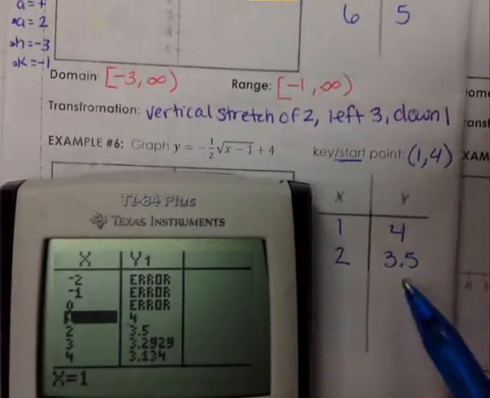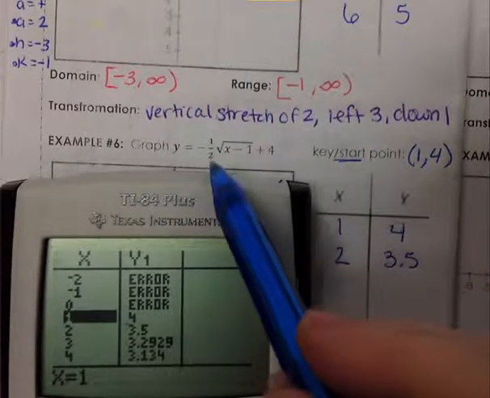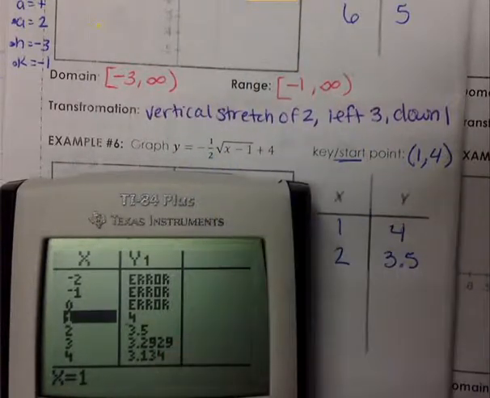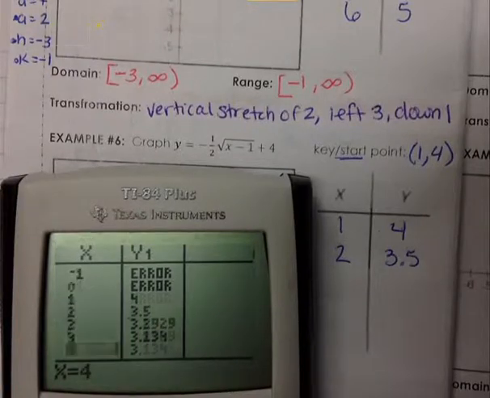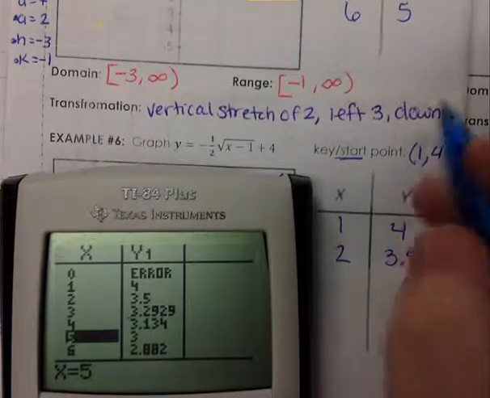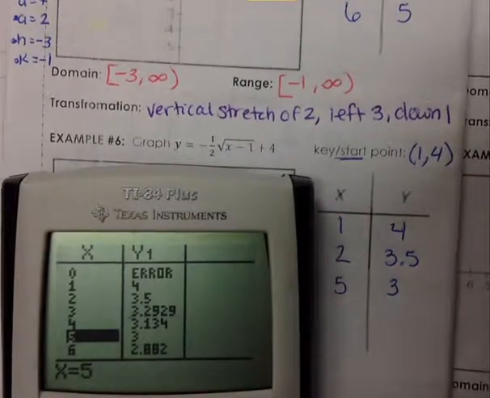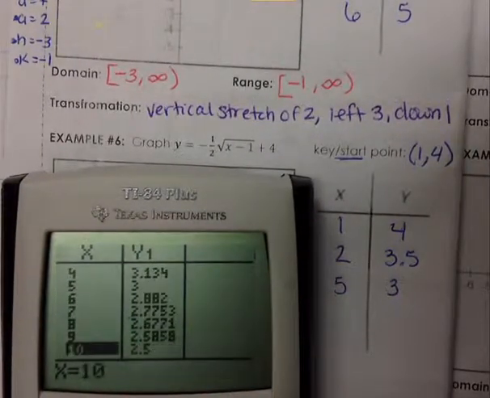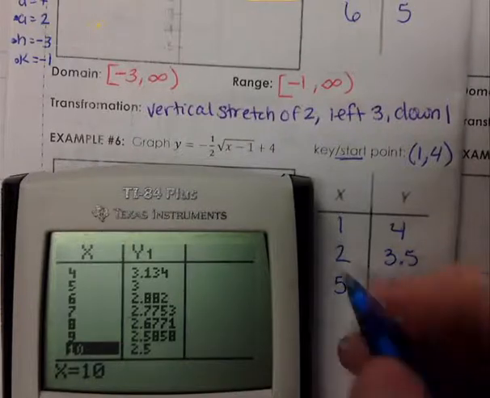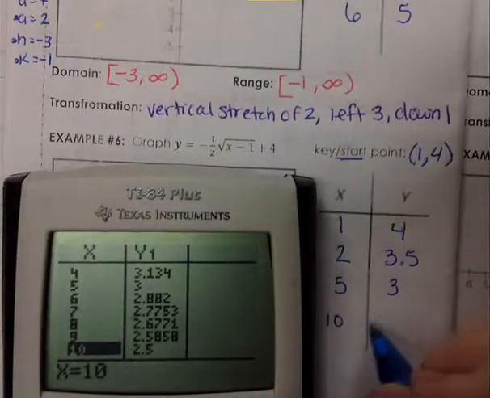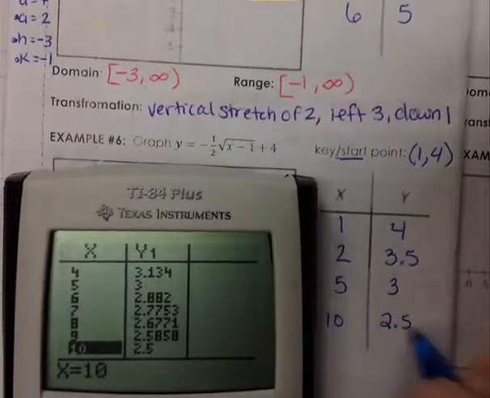And the reason why we're going to be going by halves this time, if you see in the front, we're multiplying it by half. So we know we're going to end up having decimals. So we want to find the next good one is 5, 3. Let's see if we can find another good one, which would be 10, 2.5. So we won't be able to graph that one, but it's still a good coordinate that we can write.